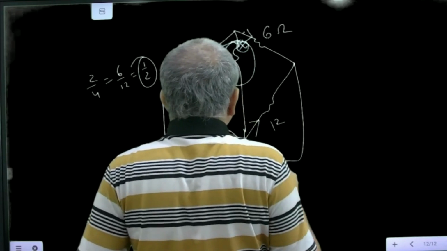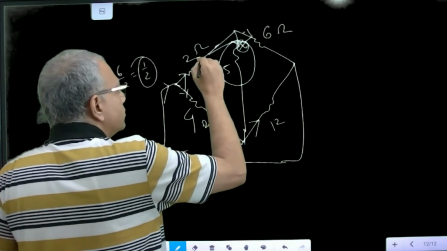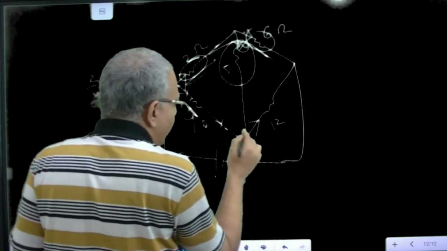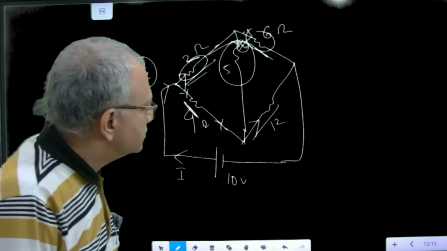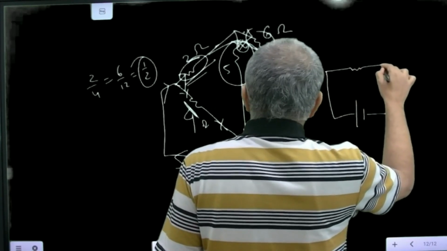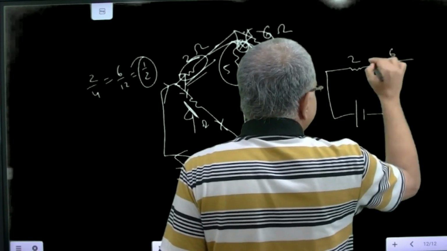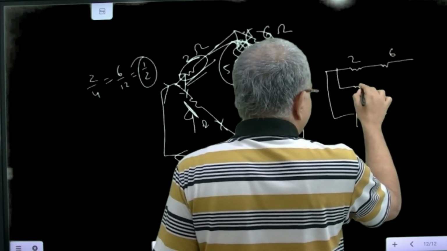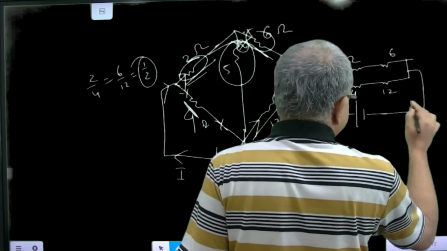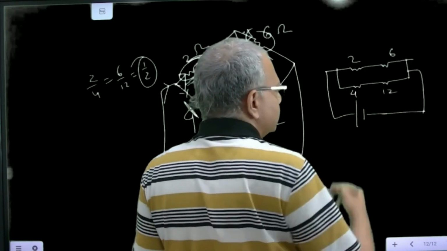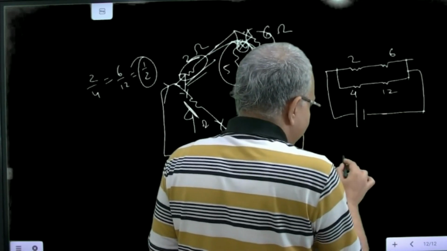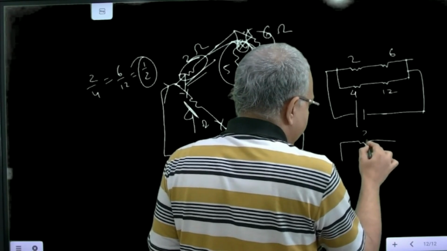So how is this going to happen? Because the same current is going to flow through these 2 and 6. These 2 and 6 are going to become in series, and 4 and 12 are going to become in series. Okay. So we can redraw the circuit this way: 2, 6 and 4 like this. Then 2 and 6 in series is 8, 4 and 12 is 16, and ultimately we can draw 8 and 16.